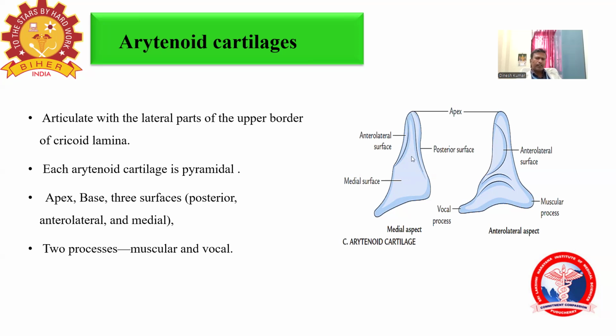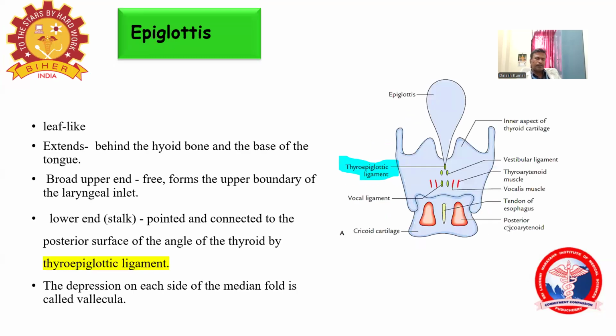Posterior surface. Next one is anterolateral surface and the medial surface. The three surfaces and two processes. One is the muscular process. Another one is the vocal process. This is the vocal process. This is the muscular process.